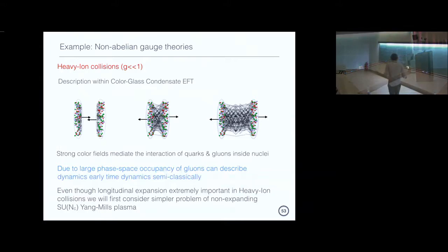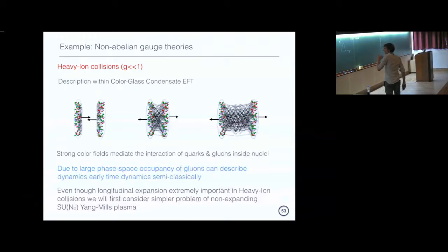And so again, the logic is that if we have occupancies on the order of 1 over g squared and g is very small, then that's a large occupancy, right? So we can use semi-classical techniques to describe the early time dynamics.